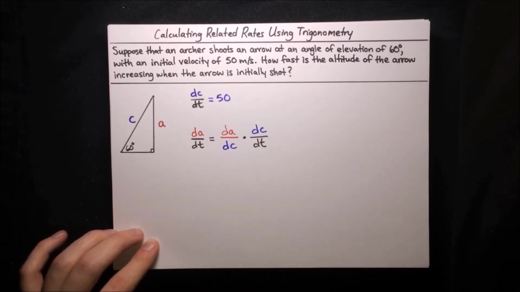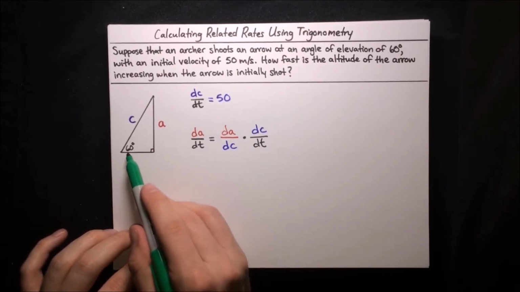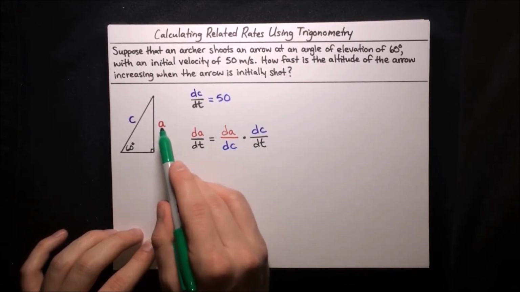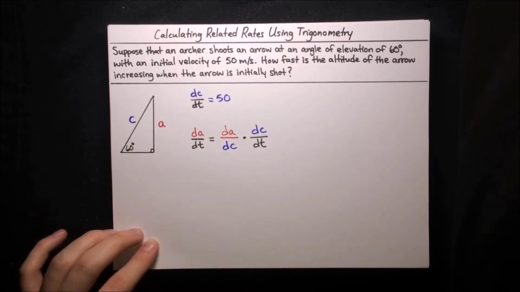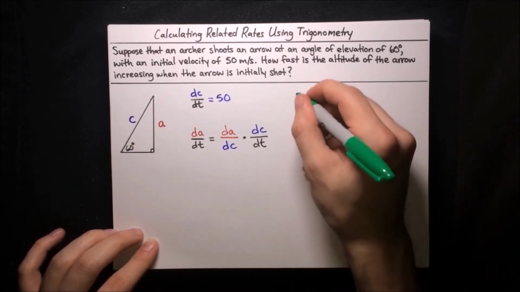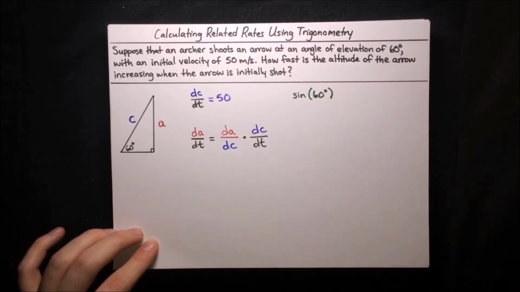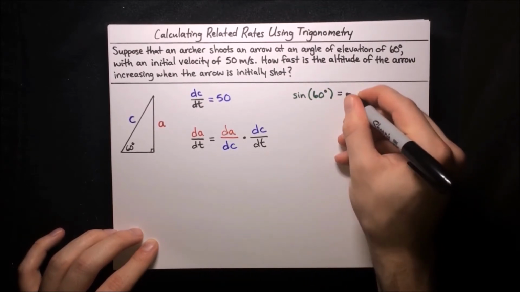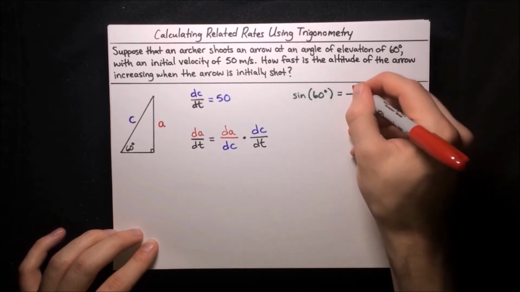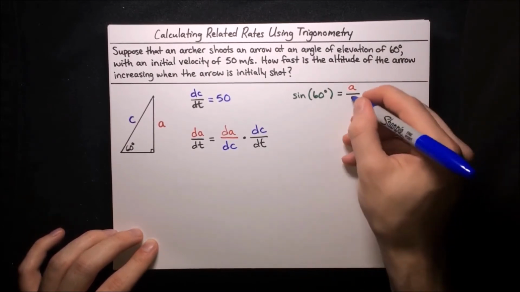Well, why don't we try to think of a relationship between a and c, so that way we can make an equation and just differentiate. In particular, think trig. What trig function, when applied to 60 degrees in this triangle, relates the opposite side a to the hypotenuse c? Well, that's just sine. So we have that sine of 60 degrees is equal to the ratio opposite a over hypotenuse c.